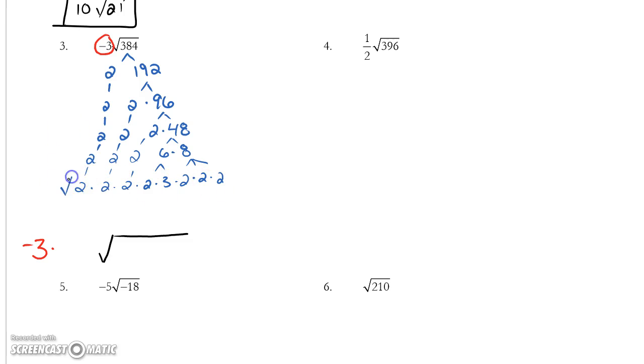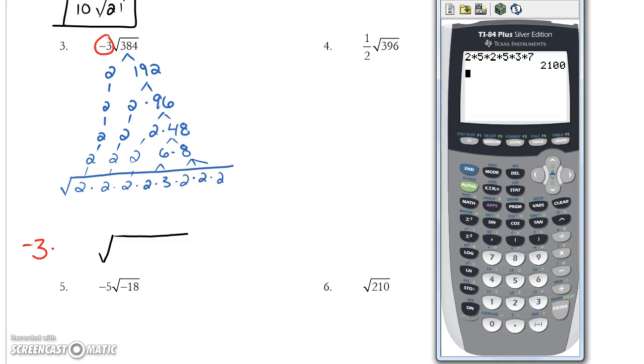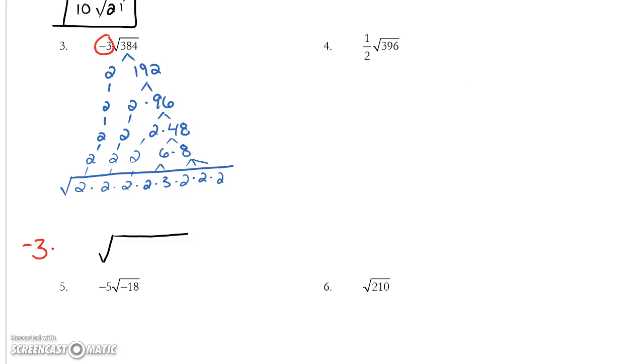I'm going to double check to make sure I didn't make a mistake. Remember, to do that, I use my calculator. 2 times 2 times 2 times 2, that's 4 2's, times 3 times 2 times 2 times 2. So 3 extra 2's. I hit enter. 384, that's what was in the square root, so I know I'm in good shape.